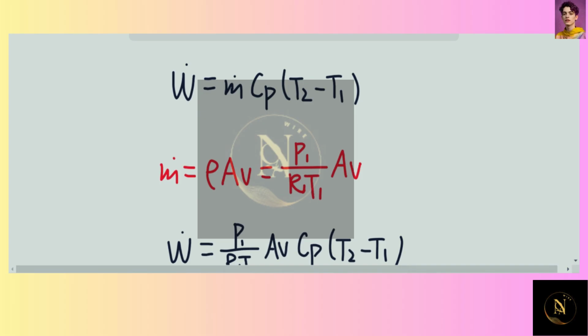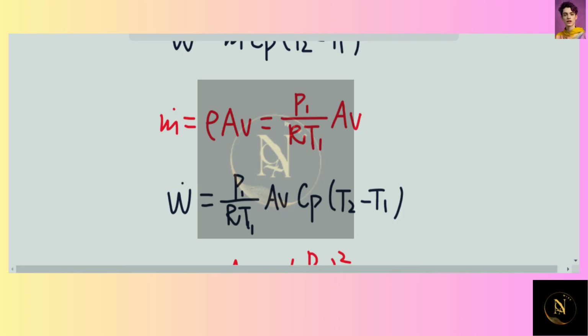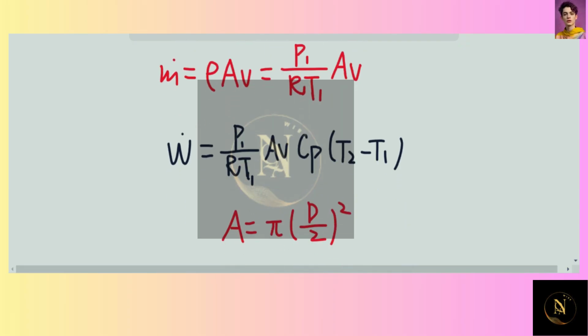So we know the mass flow rate can be expressed as the density of air times the area times the velocity, which is P1 over RT1 times A times V. P1 here is the inlet pressure, and we know pressure is constant, so P1 is simply equal to 1 atmosphere. And R here is the gas constant for air, and T1 is the initial temperature. If we plug it back into the equation, we have W dot equal to P1 over RT1 times A times V, times Cp, times (T2 minus T1).